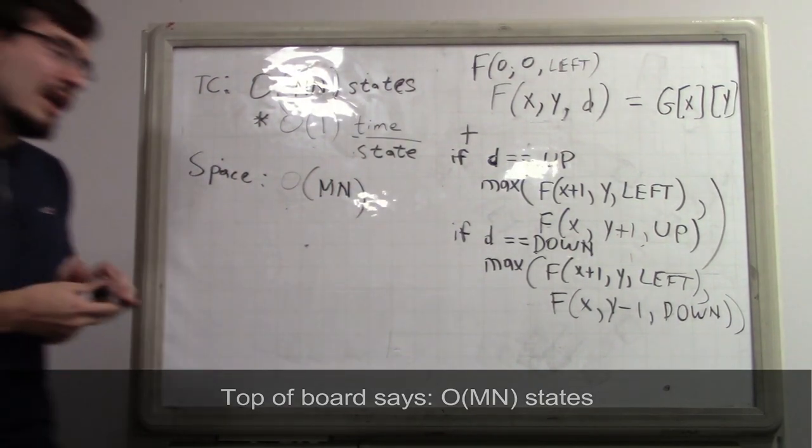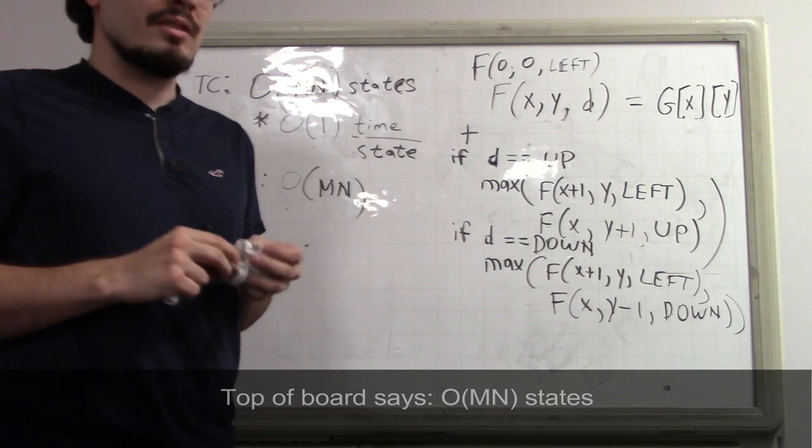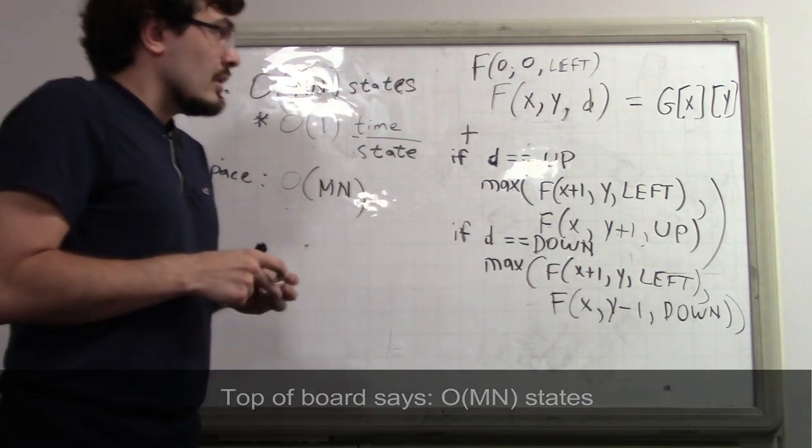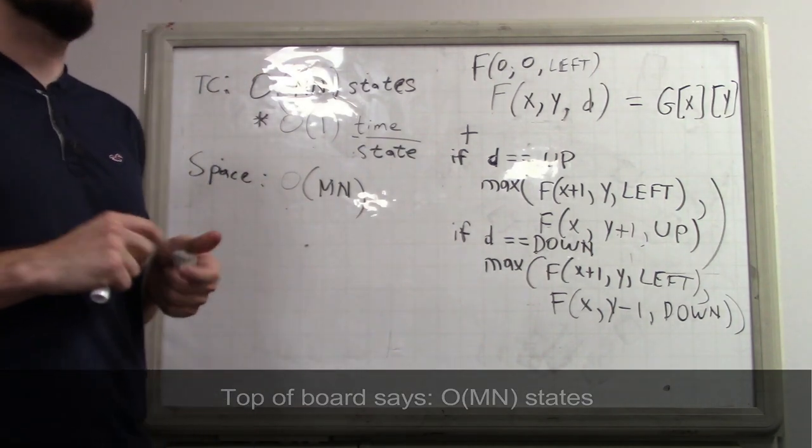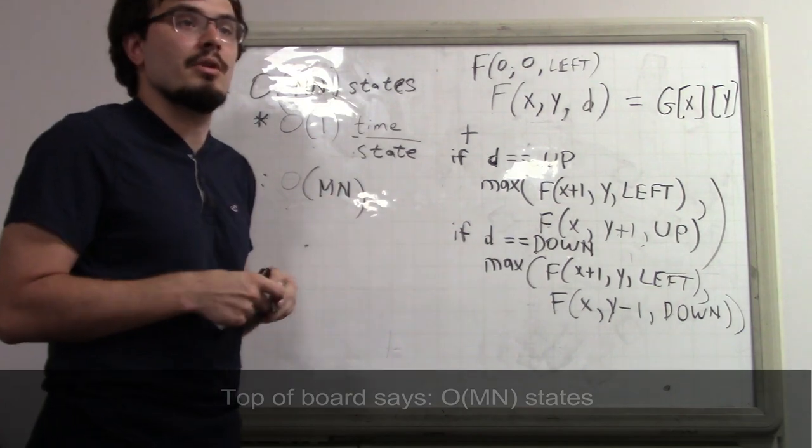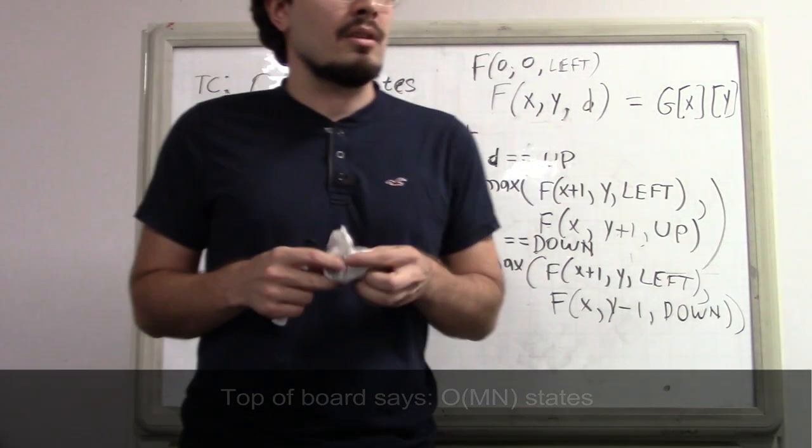Okay, let's go on to a question. Isn't it like 3MN because of DS? Yeah, this is asymptotic notation. Constants are ignored in asymptotic notation.